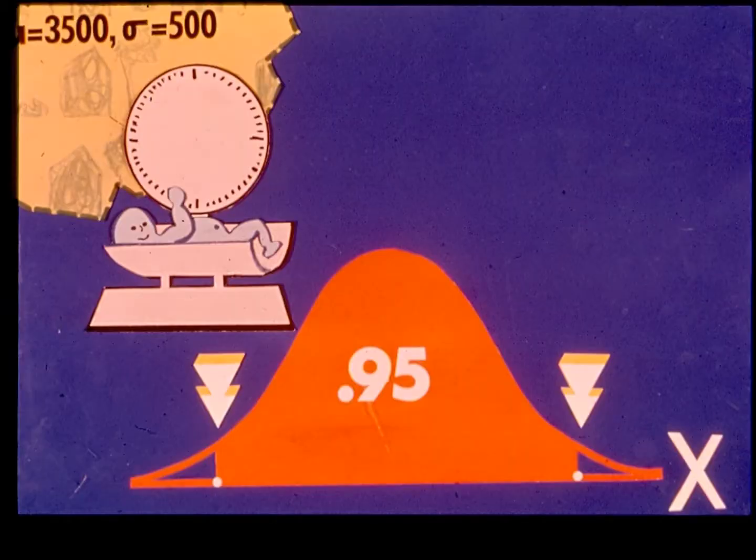Suppose for our baby population we were interested in knowing the range of weights where most of the population was found, excluding babies that were either too heavy or too light. And suppose most babies means 95% of all birth weights.